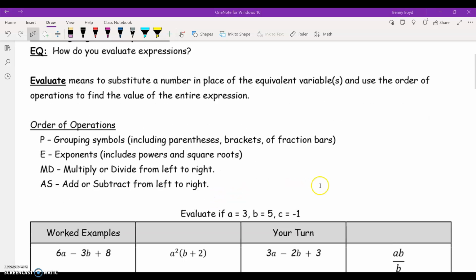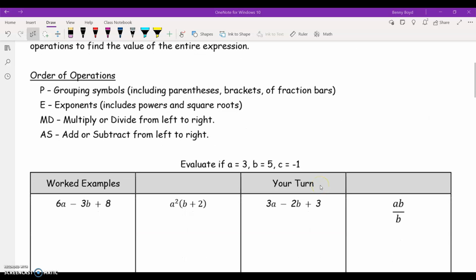Don't forget that the order of operations is P, which stands for grouping symbol, so we do that first. E is exponents, which includes powers and square roots. M and D is multiply or divide from left to right, and then of course you want to finish up by adding or subtracting from left to right.